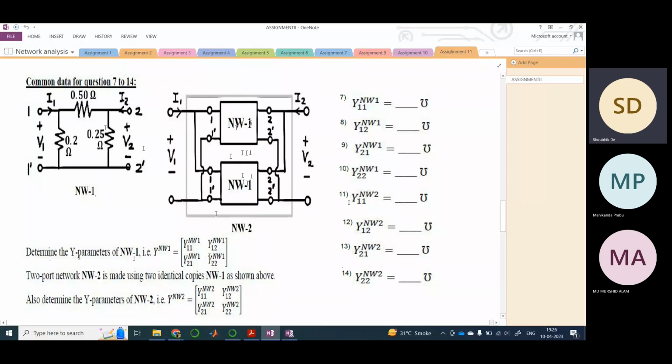So can anyone tell me how is this connected? Parallel connection, sir. Why? How are you telling?